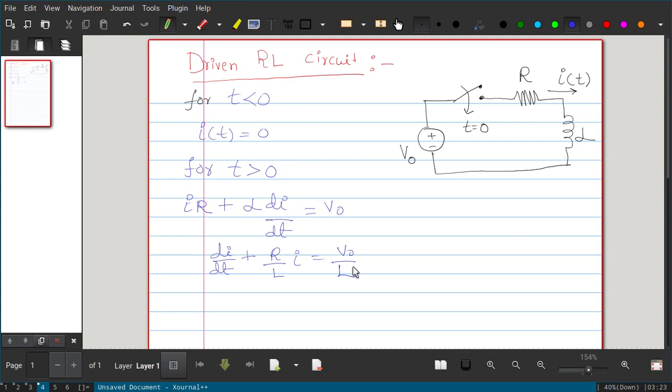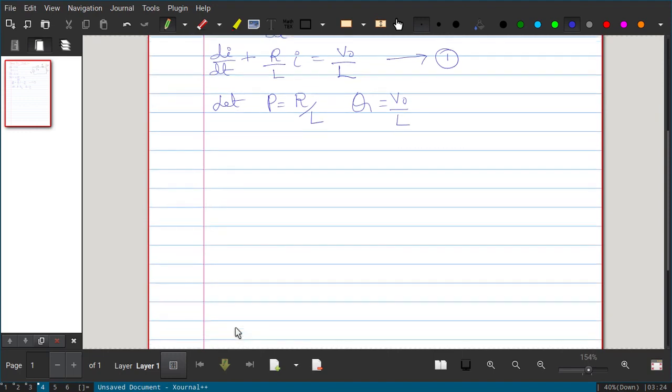Now if you substitute, let p equal to R by L and q equal to V0 by L, where q is a forcing function but it is divided by L. So then equation 1 becomes di by dt plus p i equals q. We will call this one equation 2.